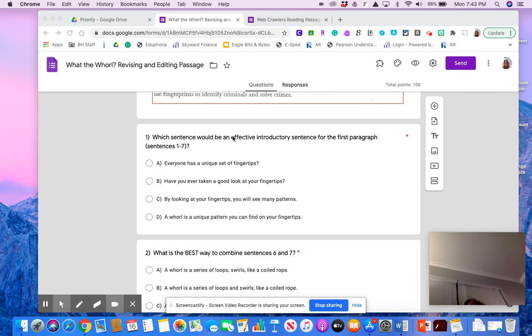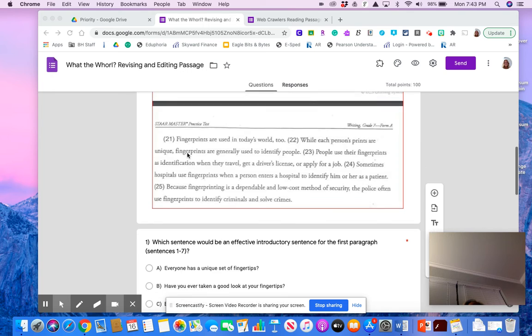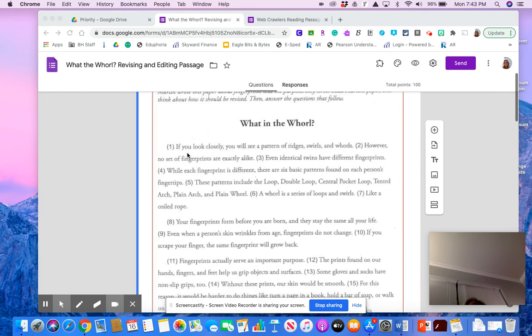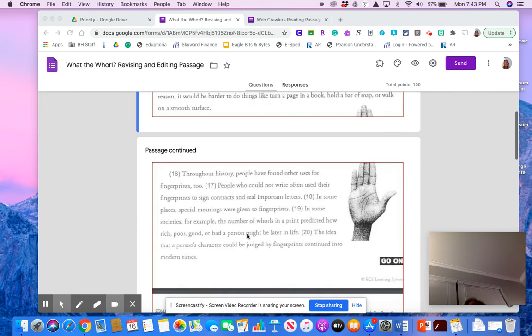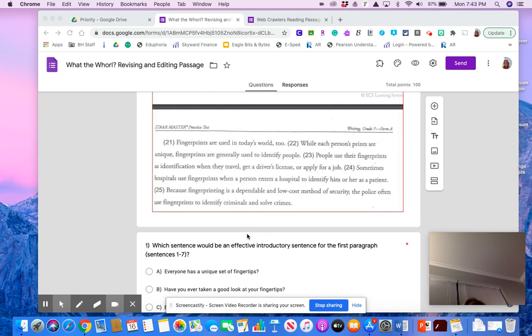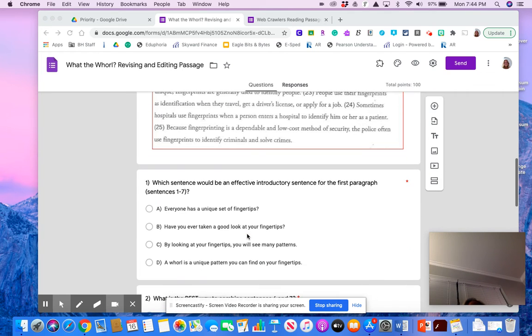Question 1. Which sentence would be an effective introductory sentence for the first paragraph, sentences 1 through 7? So go back and look at sentences 1 through 7. It's asking which one would be an introductory sentence. A. Everyone has a unique set of fingertips. B. Have you ever taken a good look at your fingertips? C. By looking at your fingertips, you will see many patterns. D. A whorl is a unique pattern you can find on your fingertips.